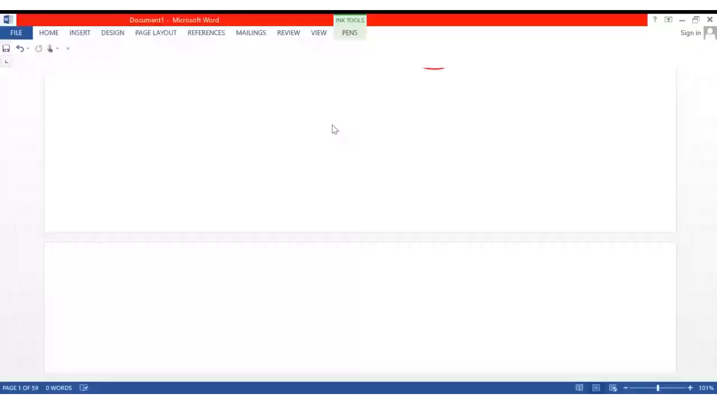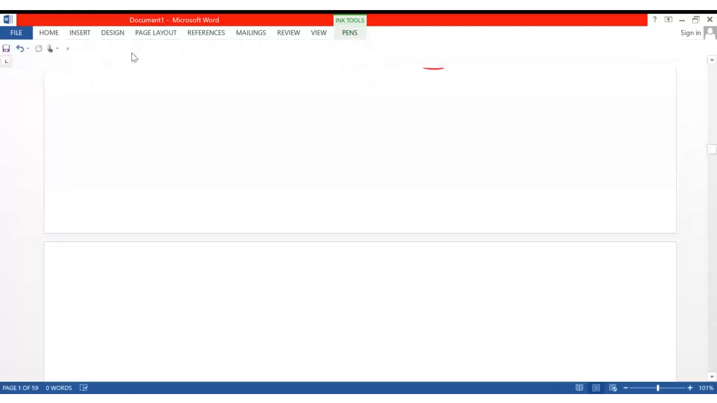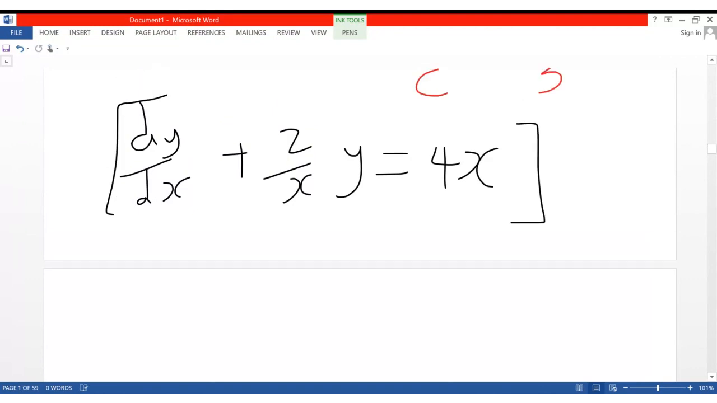I repeat the equation: dy over dx, this is what I had, plus 2 over x y is equal to 4x. Remember, I divided by x. So the whole of this one, I'll multiply by the integrating factor. The integrating factor, after we have simplified, was given by x squared.